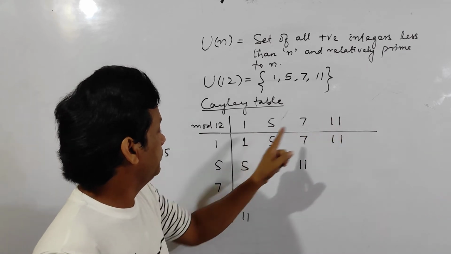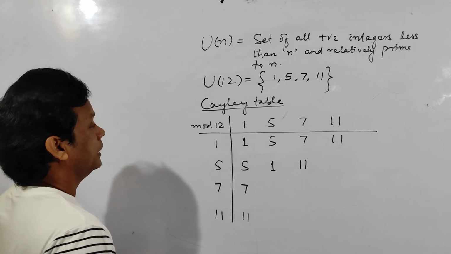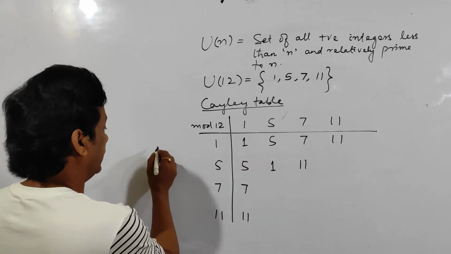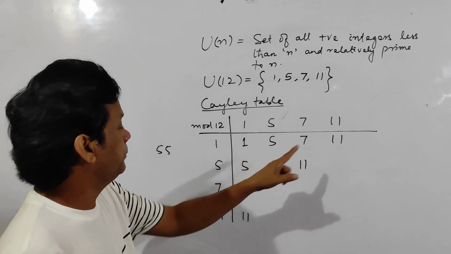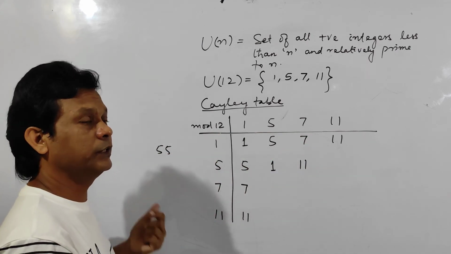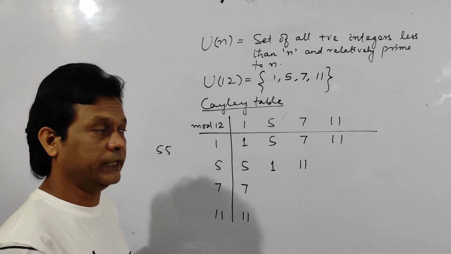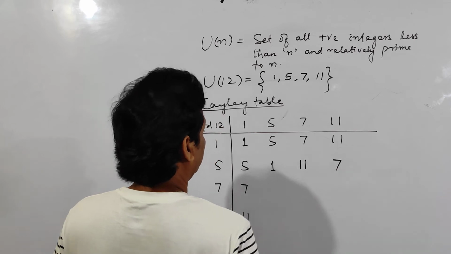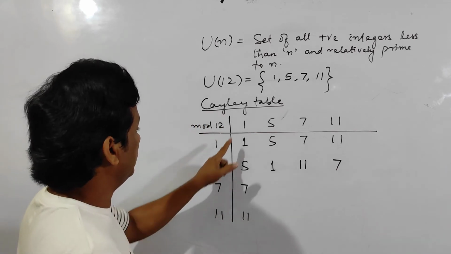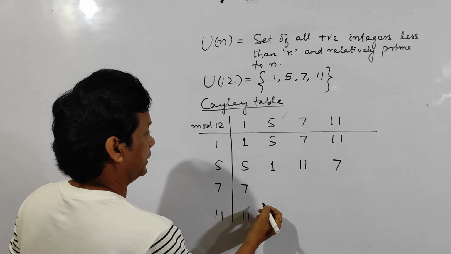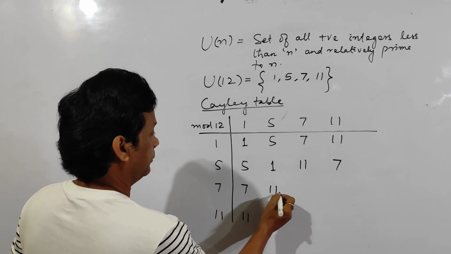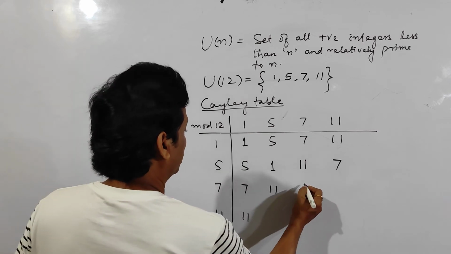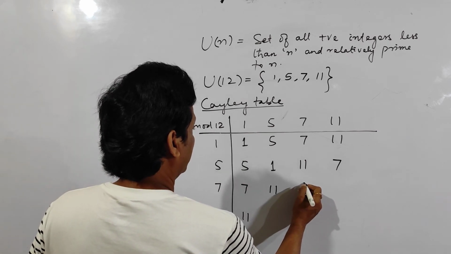So 11 times 5 is 55. When 55 is divided by 12, what will be the remainder? 12 times 4 is 48, so the remainder is 7. Clear? Then 7 times 1 is 7, 7 times 5 is 35, so it will be 11. Then 7 times 7 is 49, so it will be 1. Clear?